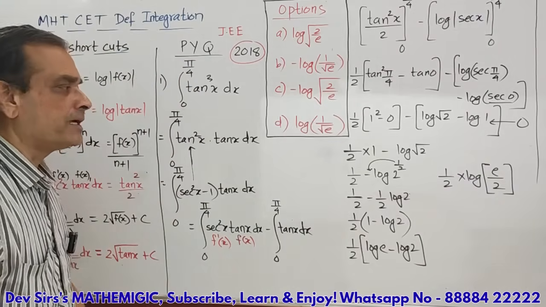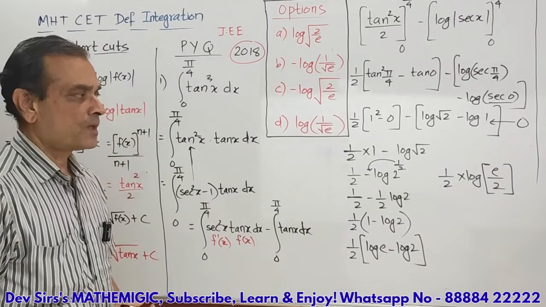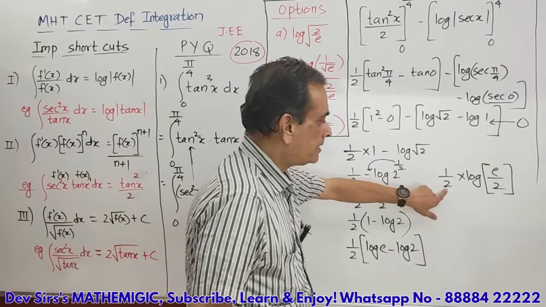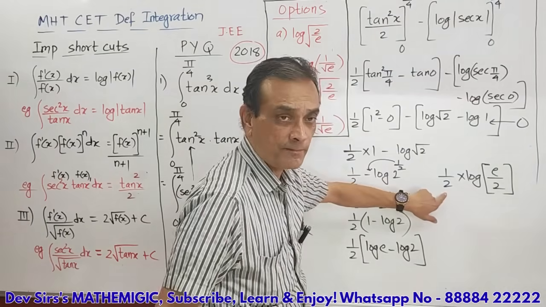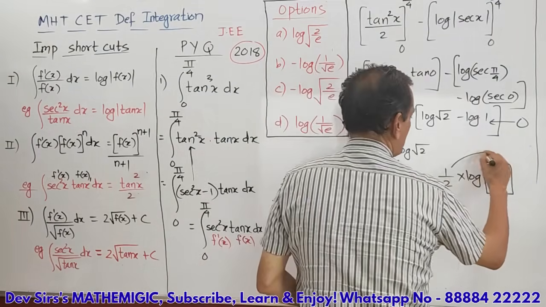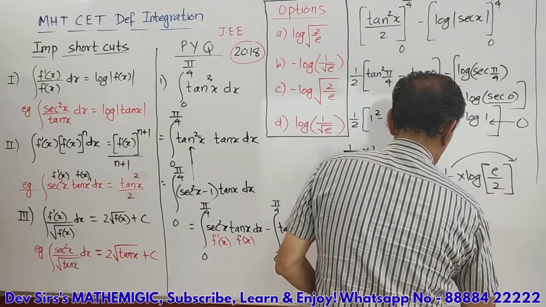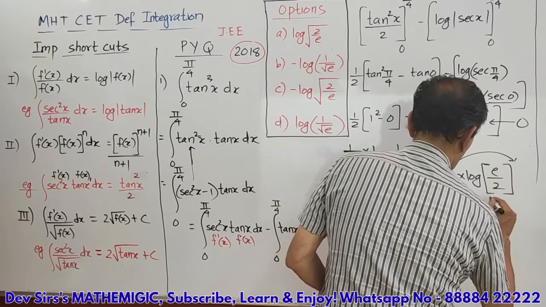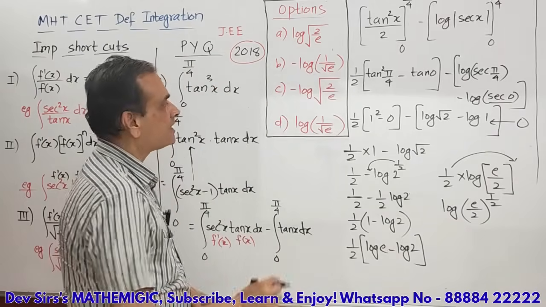Log A minus log B. Log of A upon B. अब एक सिंपल चीज करो. Take this half again above, because अभी इसका कुछ काम नहीं है. So again I am taking the half above. Because all four options contain only log.